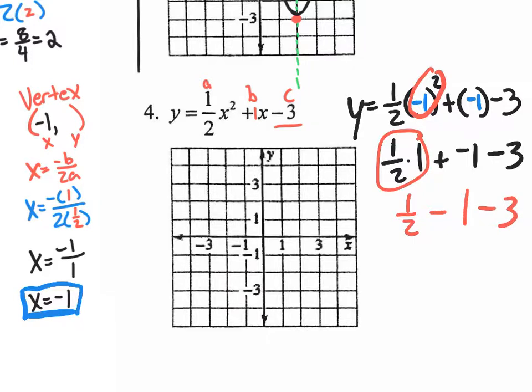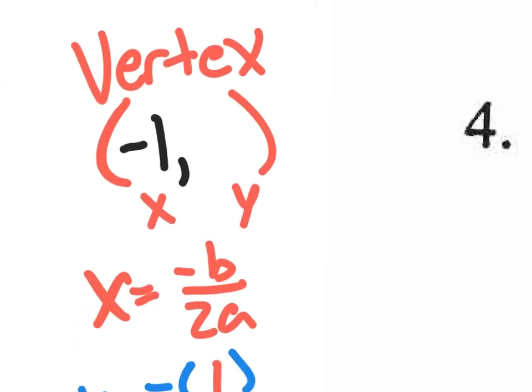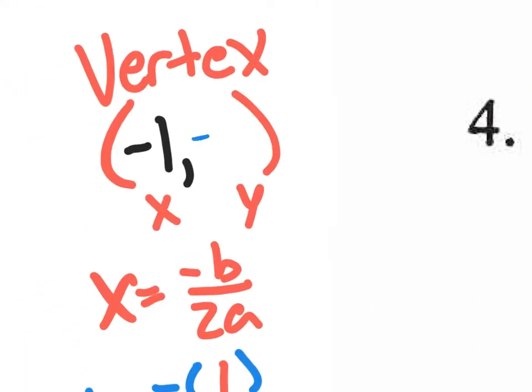So 1/2 plus negative 1, or 1/2 minus 1, if you have 50 cents and you owe $1, you're still going to owe 50 cents. So 1/2 minus 1, that's really a negative half. And then minus 3, if you owe 50 cents and you owe $3, you're going to owe $3.50. I hope that makes sense. So our vertex is, the x value is negative 1, the y value is negative 3.5. So the y value of the vertex is negative 3.5.